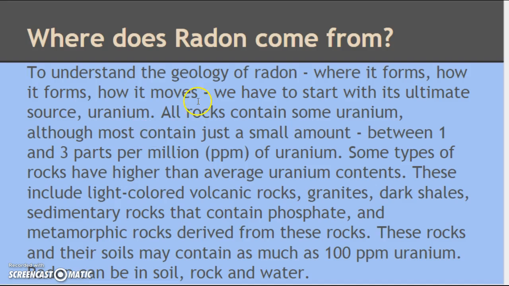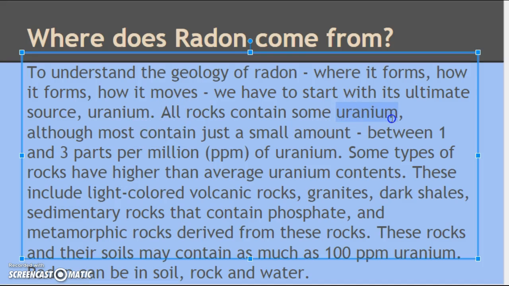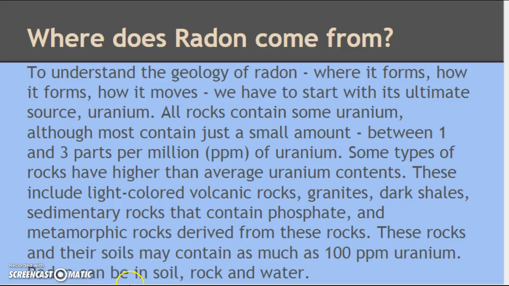And it comes from the uranium that is found in all rocks. Okay, so just write that part down. Where does radon come from? It comes from the uranium that is found in all rocks. And I also want you to write this down. Radon can be found in soil, rock, and water.